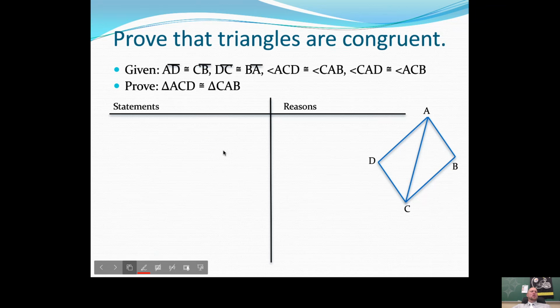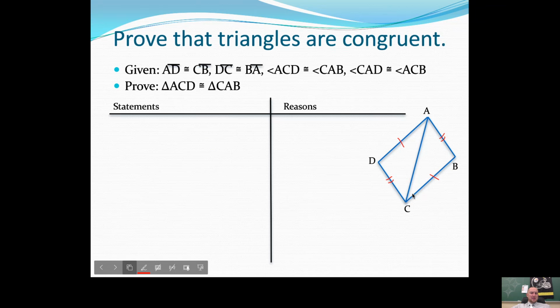Let's prove that these triangles are congruent. They give us some information. Segment AD is congruent to segment CB. So I'm going to put those marks on there. Segment DC is congruent to segment BA. So I'm going to put those marks on there. Notice how I use two marks here because these aren't necessarily congruent to those.